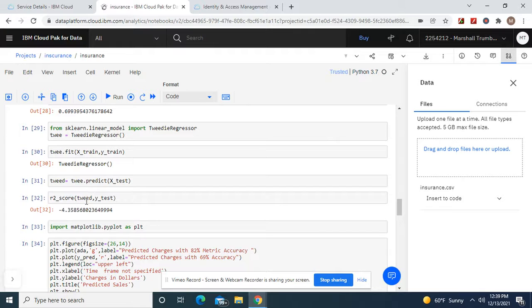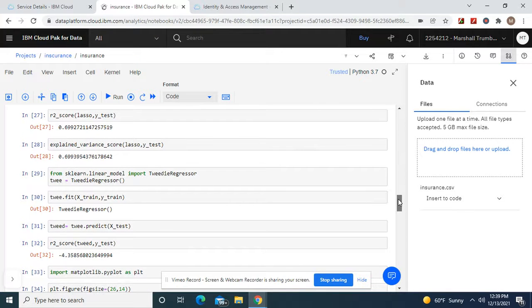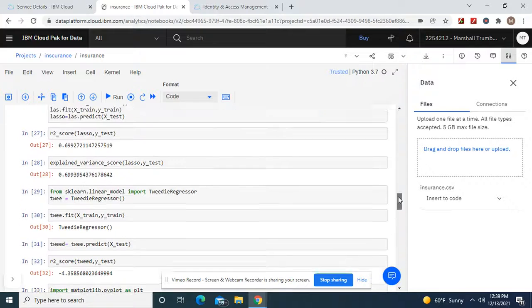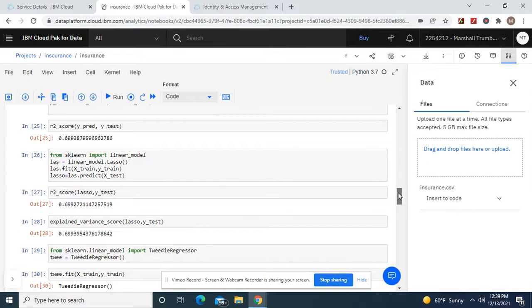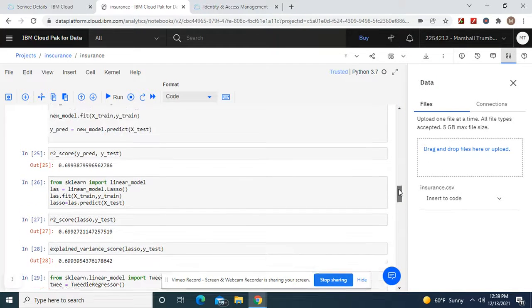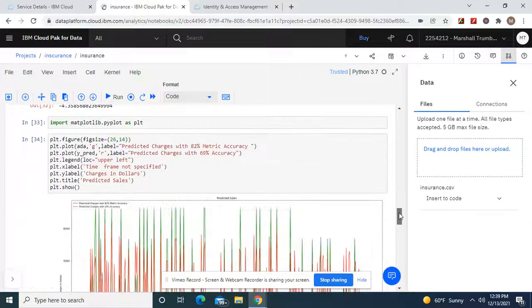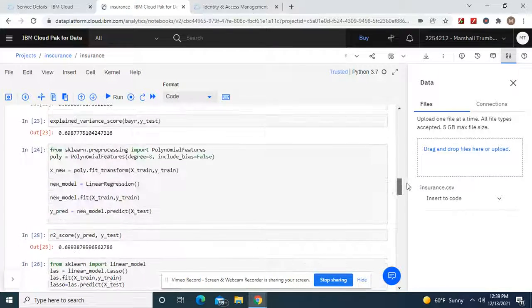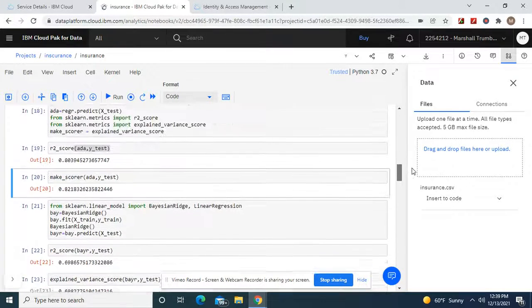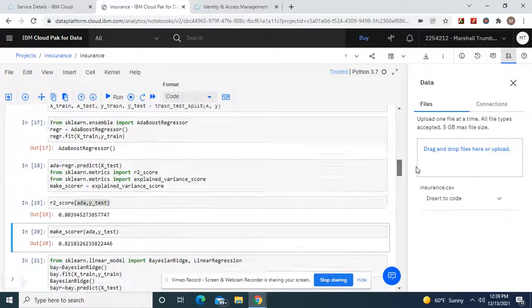This did terrible because it didn't fit the data at all. -4. For the lasso, whoa. Okay, so as you can see, our AdaBoost regressor did the best.